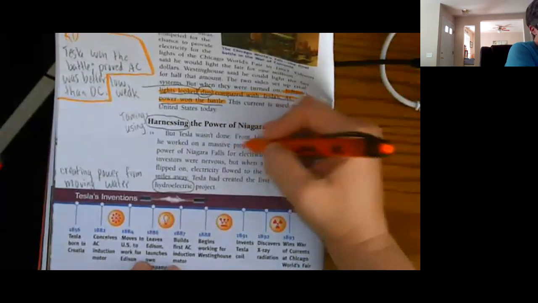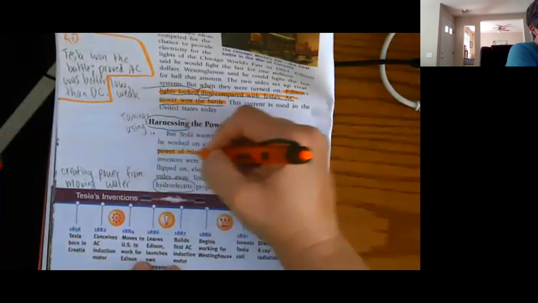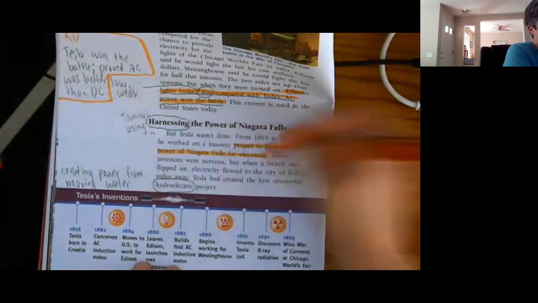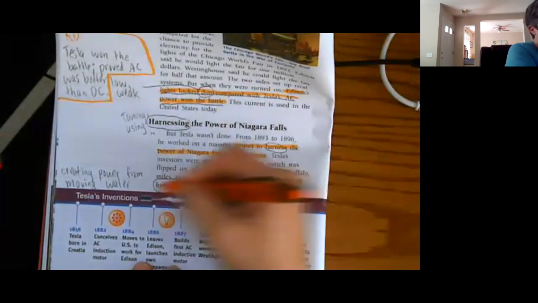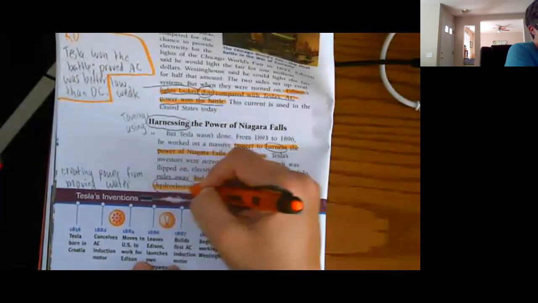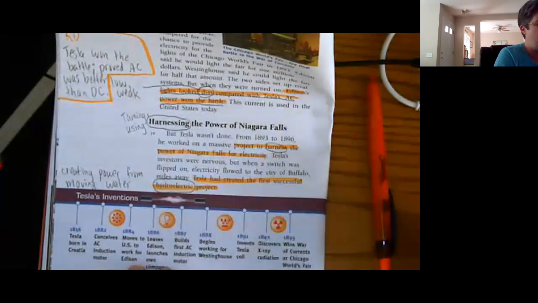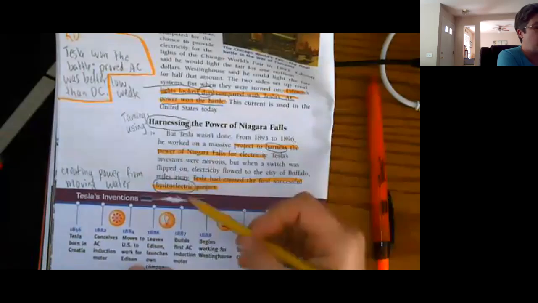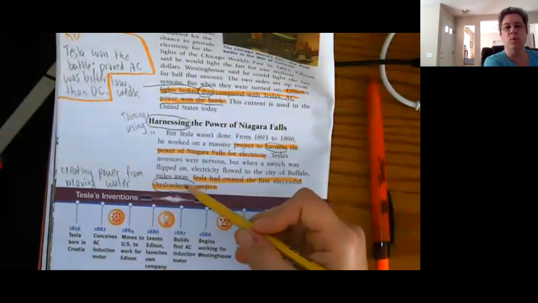Tesla worked on a project to harness the power of Niagara Falls for electricity. He created the first successful hydroelectric project. And hydroelectric power, or water power, is, again, something that we use even to this day.